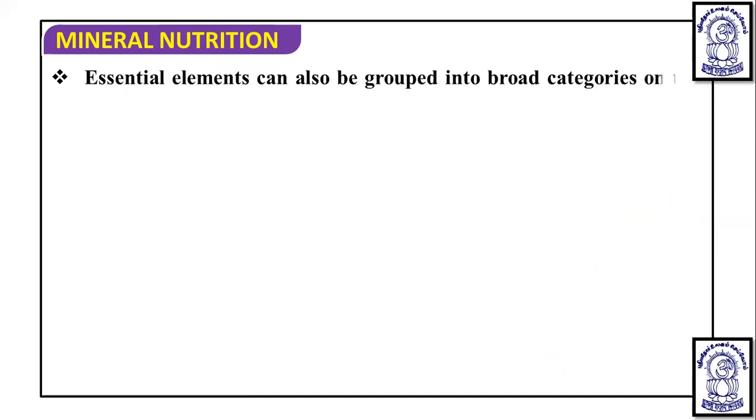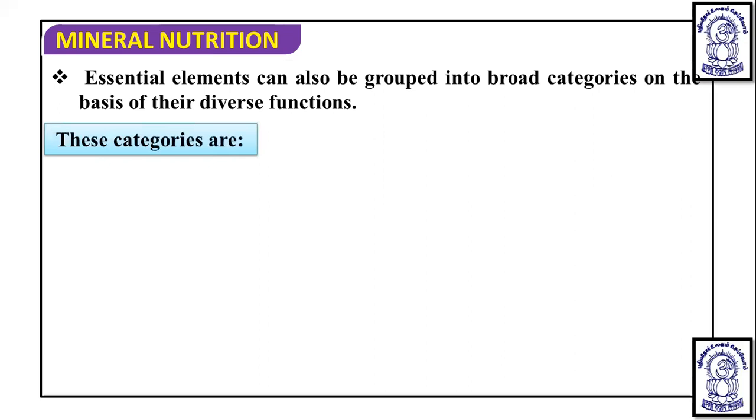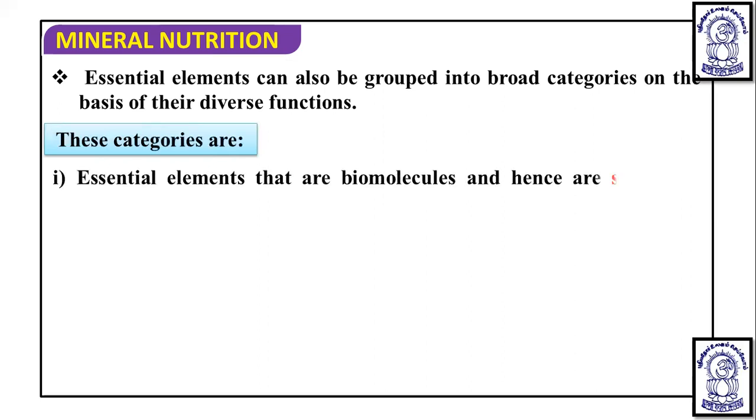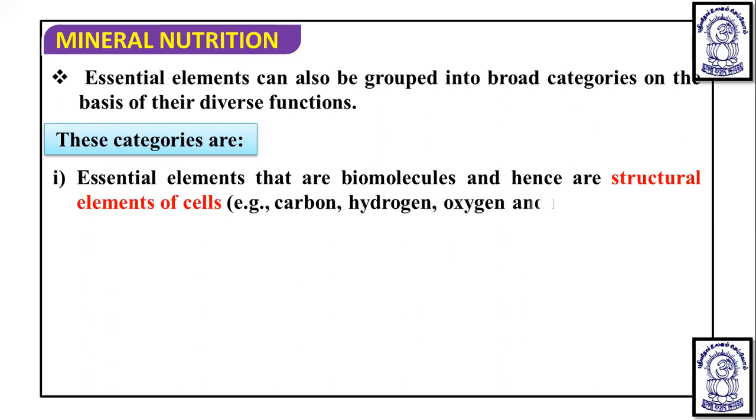Now, essential elements can be grouped, and this is based on the quantitative. Another classification of these essential elements is on the basis of their diverse functions, and based on the diverse functions, they are categorized into different groups. The first category is the essential elements that are components of biomolecules, and hence are the structural elements of the cell.